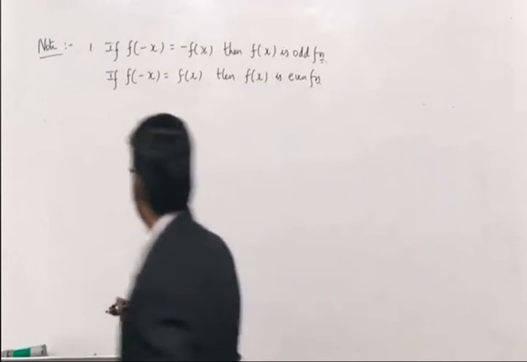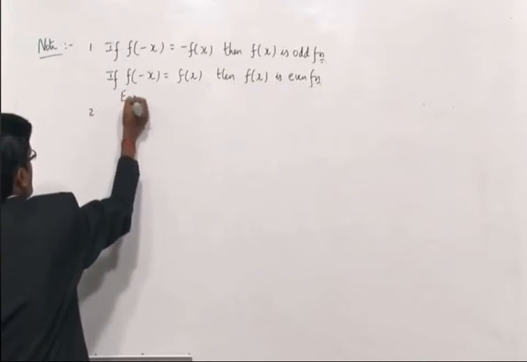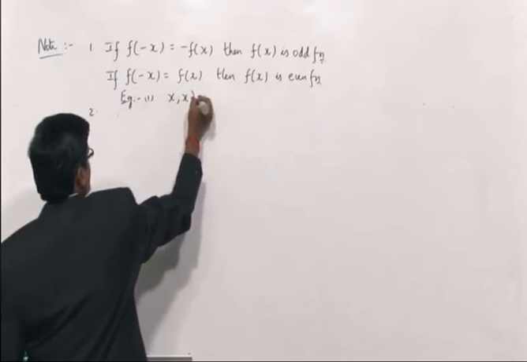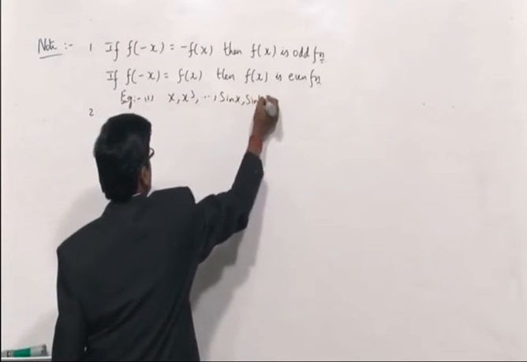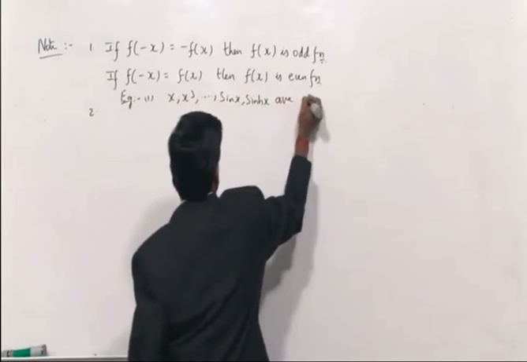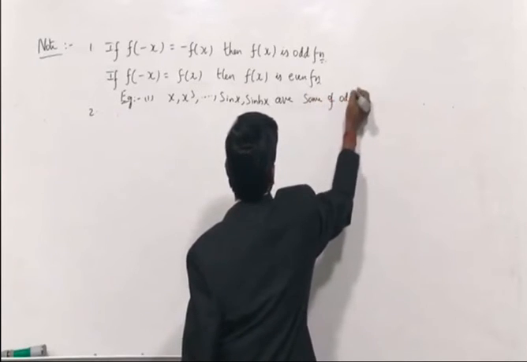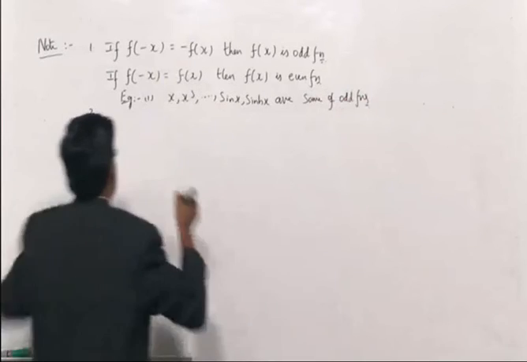Using graphs also. Okay. Here are some examples I am giving. x cube, odd powers of x, sin hx, or sum of odd functions. Okay. In this, substitute x equal to minus x, you will be getting minus f of x.